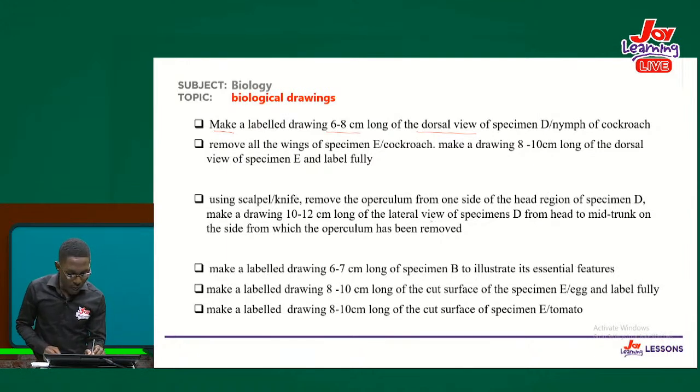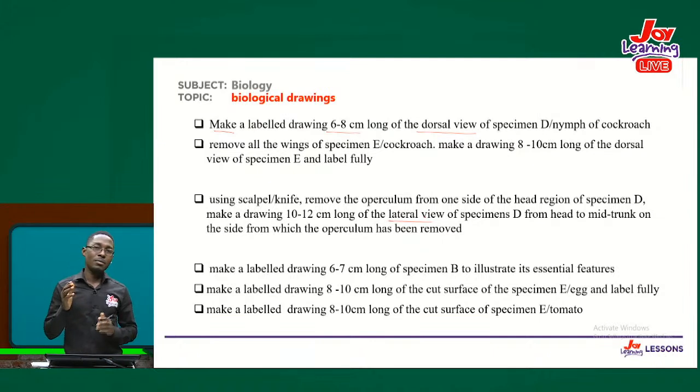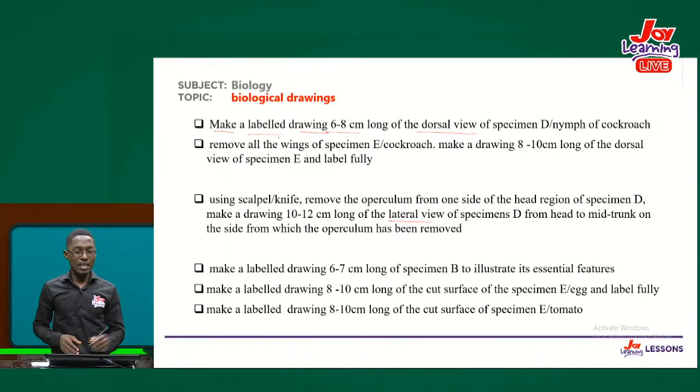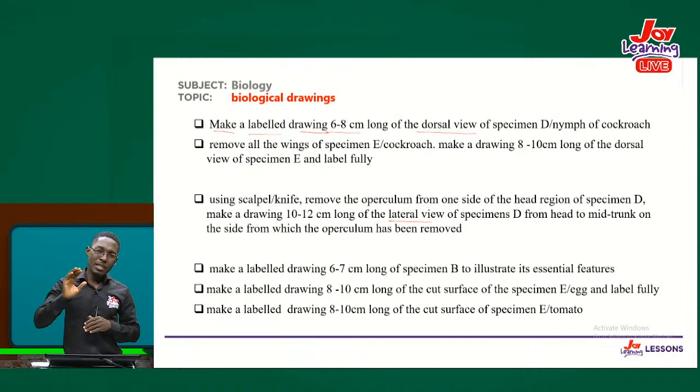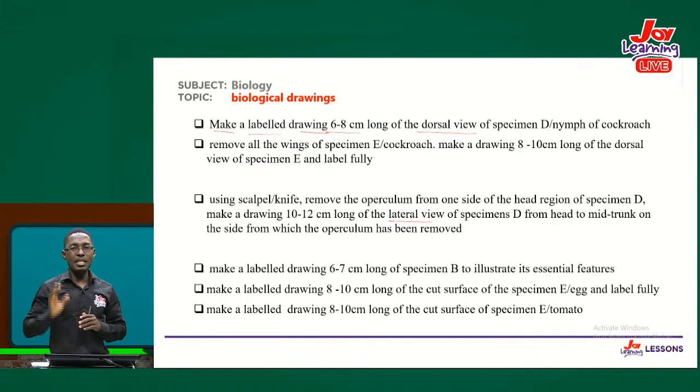So when you are stating your title, this is very important. What are you doing? You are making a drawing. Will you label it? Yes. So you say a labeled drawing. So from just the question, you can have your title. A labeled drawing. Don't bring the dimension, because in the drawing we will get a dimension. Of the dorsal view of, keep it simple and still keep it as specimen D.